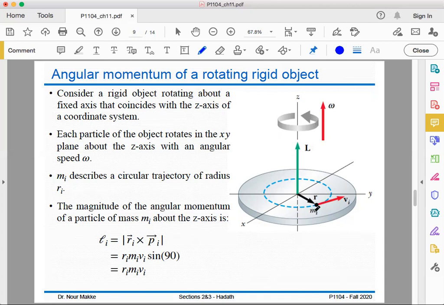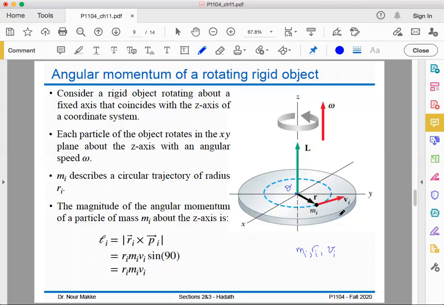We are going to call each particle that composes it mi, and each particle mi is located at a distance ri from the origin, which in this case is the point O we are talking about, and it's moving with speed vi, where of course we know that vi is tangent to the circle along which the particle is moving. Meaning vi and ri are perpendicular.